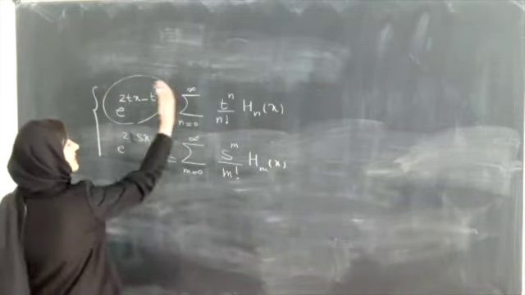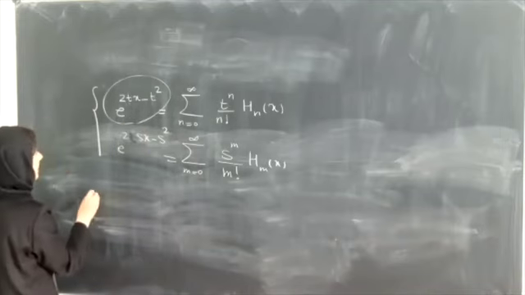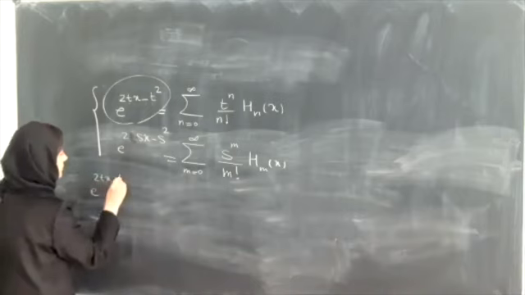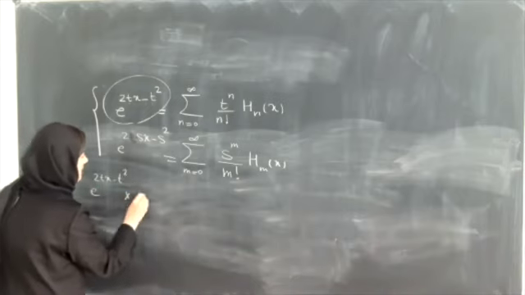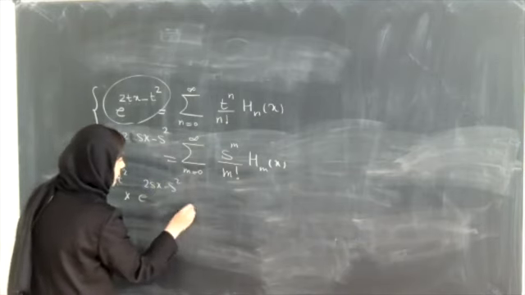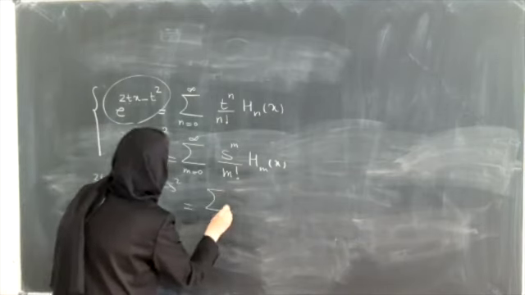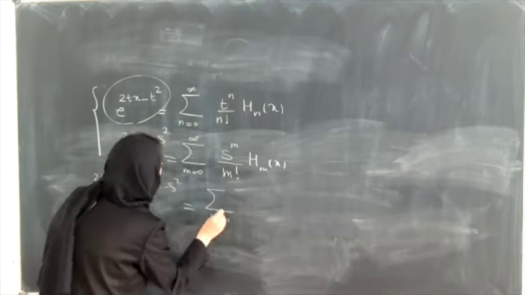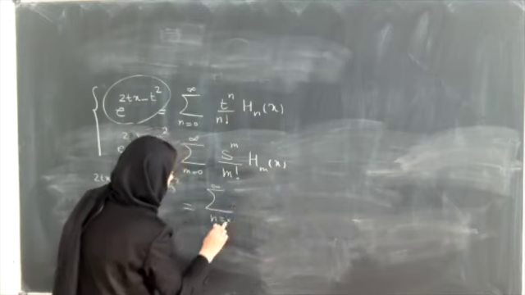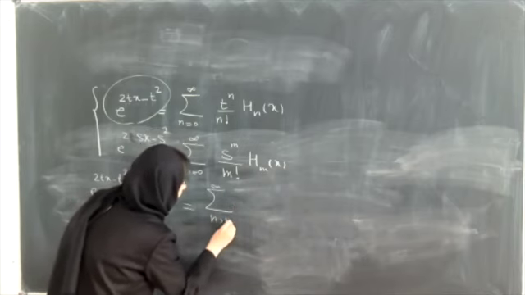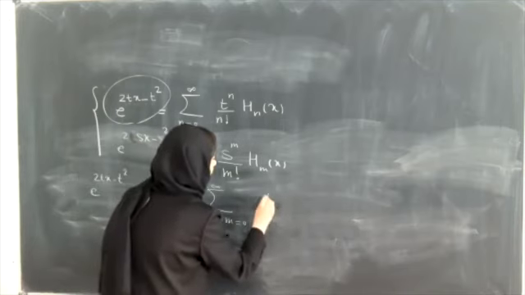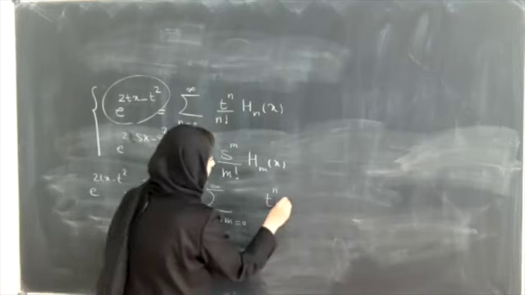By multiplying these two equations, we can write e to the 2tx minus t² times e to the 2sx minus s² equals a double series over n and m from 0 to infinity, with t to the n.